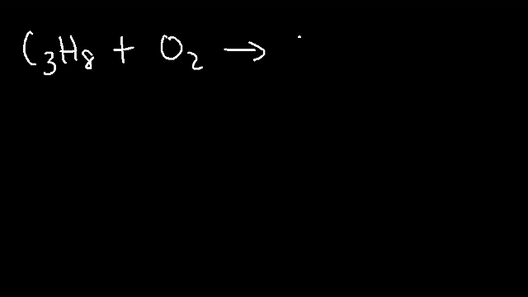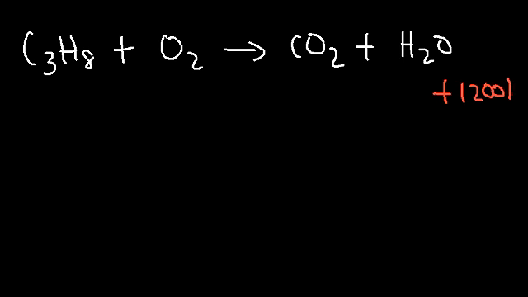Now, sometimes you might get what is known as a thermochemical equation. So consider the combustion reaction of propane with oxygen gas. It's going to produce CO2 and water. Go ahead and balance this reaction. And let's say this reaction releases 1200 kilojoules of heat energy. Notice that there's no delta H symbol. If you see the kilojoules of heat energy on the right side, it's exothermic. If you see it on the left side, it's endothermic.